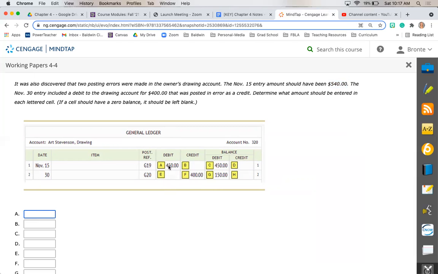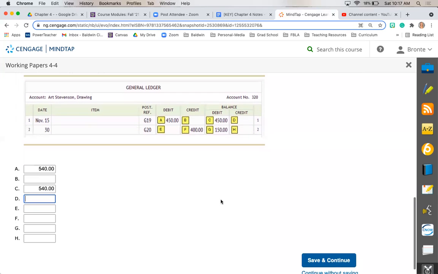So box A, $450 debit. On the 15th, it should have been $540. Box B is our credit. The owner's drawing account has a normal debit balance, so nothing should be in our credit. Box C is going to be our new balance. If it was a $540 debit, that is going to change our debit balance to $540. D is also blank because owner's drawing has a debit balance, not a credit balance.